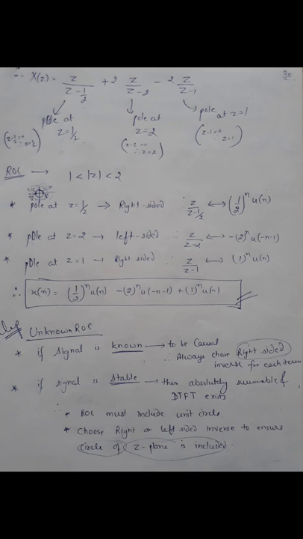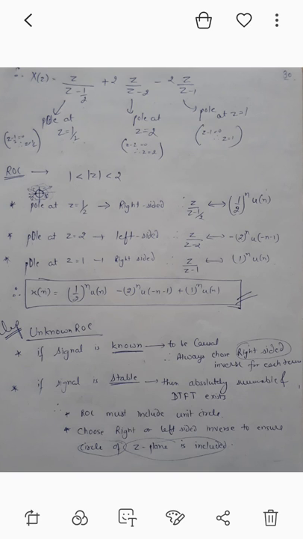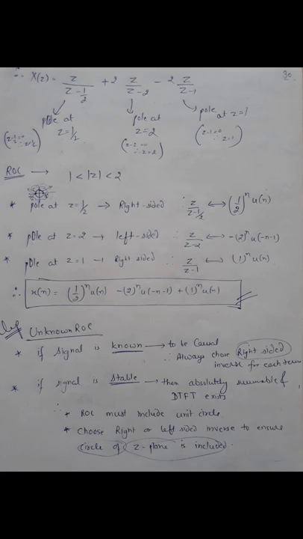It's just similar to continuous time Fourier transform. We have discrete time Fourier transform. That means for stability, ROC must include the unit circle. Example, mod of z greater than half. If ROC is greater than half, it means the whole area outside the half circle, the exterior of the half circle. So in that the unit circle is included. That means the system will be stable. And choose right or left sided inverse to ensure the unit circle of the z plane is included. In the stable case we have to remember that the unit circle should be there in the ROC.